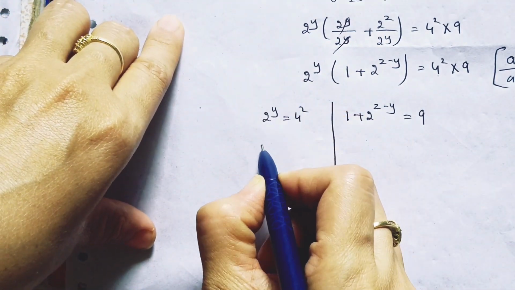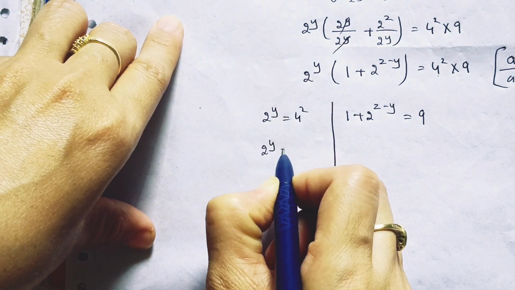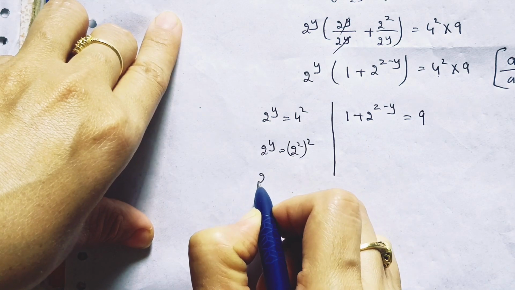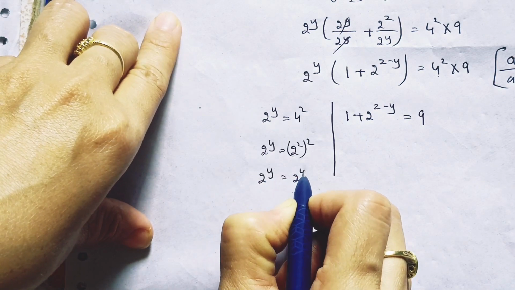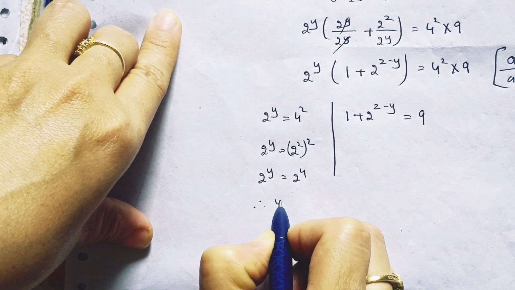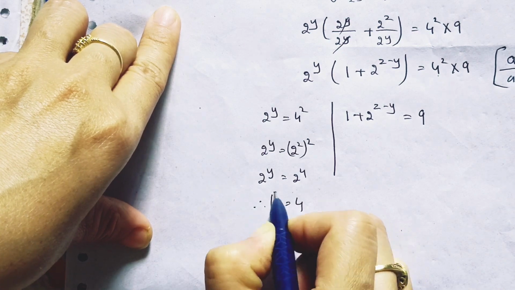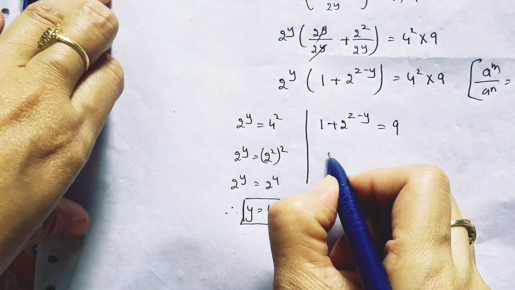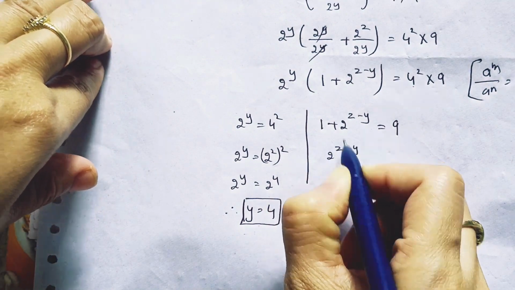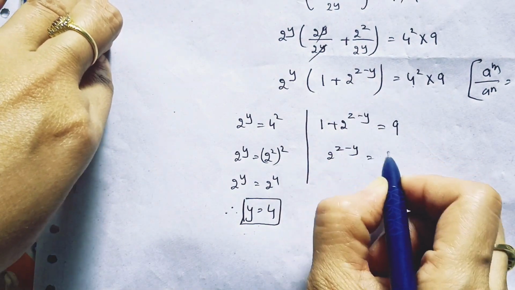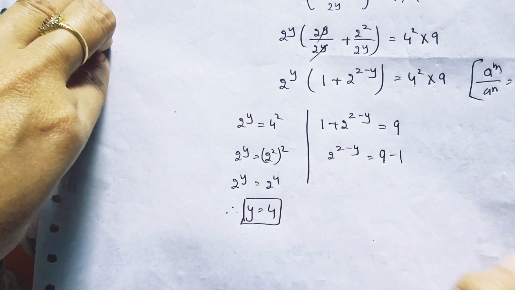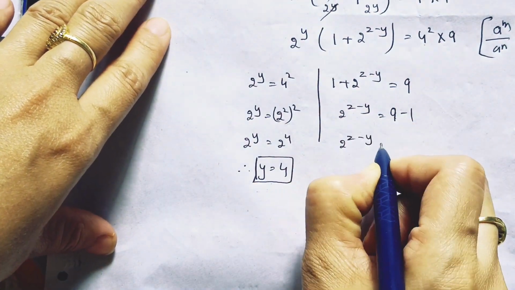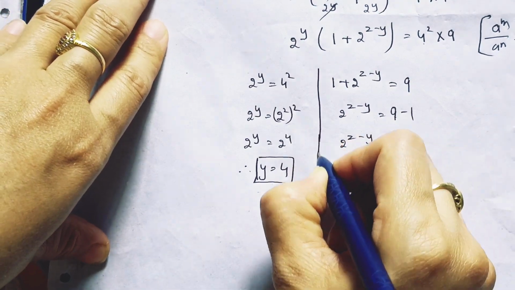Okay, 2 power y equal to 2 square whole square, so 2 power y equal to 2 to the power 4. Therefore y equal to 4. This is what we get as the value of y. Then coming to 2 power z minus y, this one I am sending to that side, then it becomes 9 minus 1. So 2 power z minus y equal to 8.